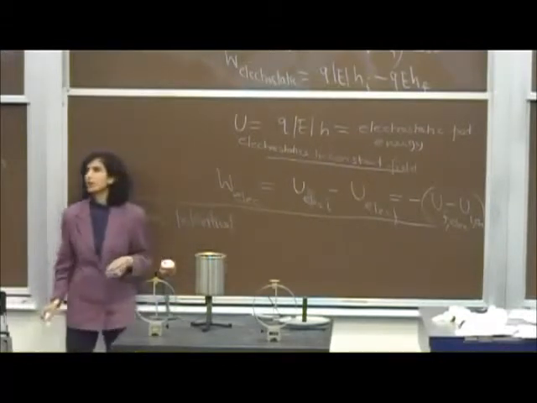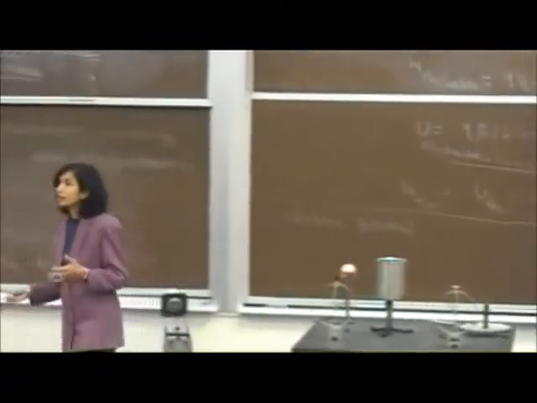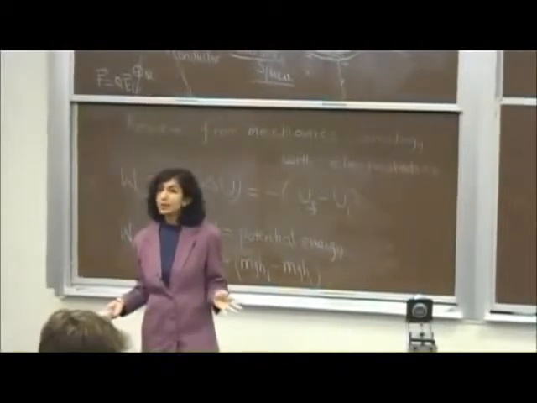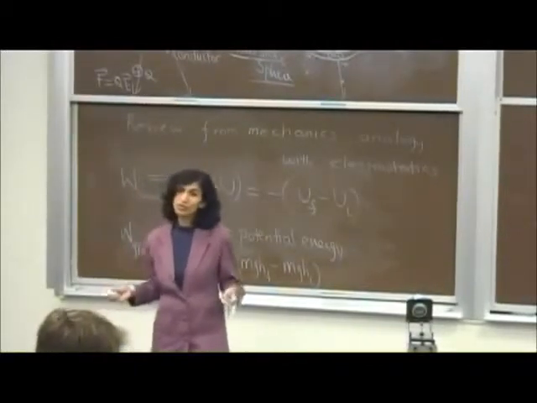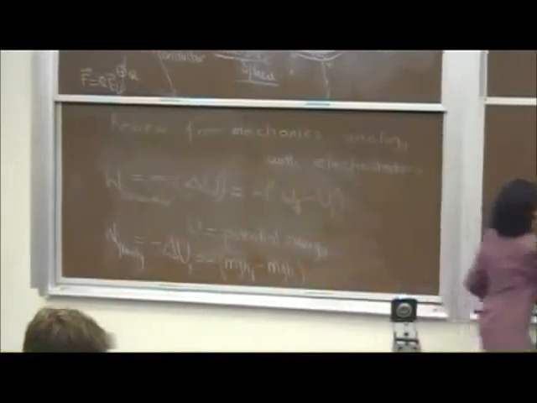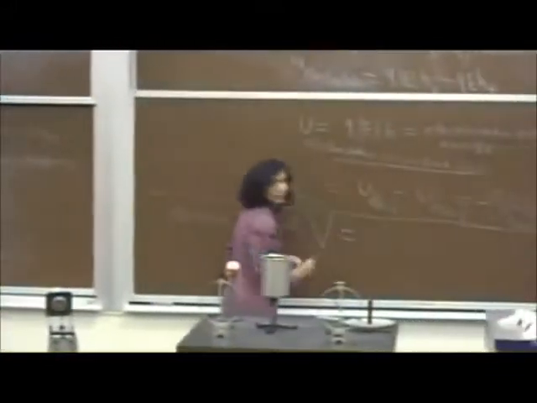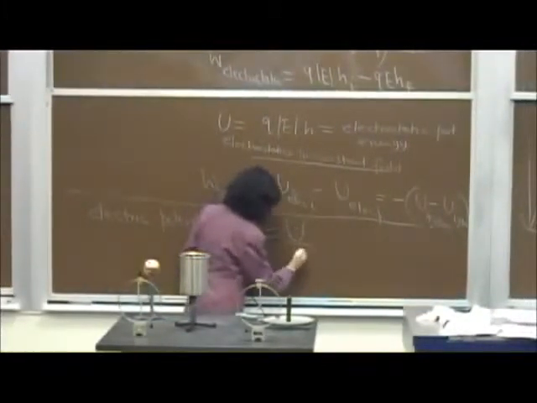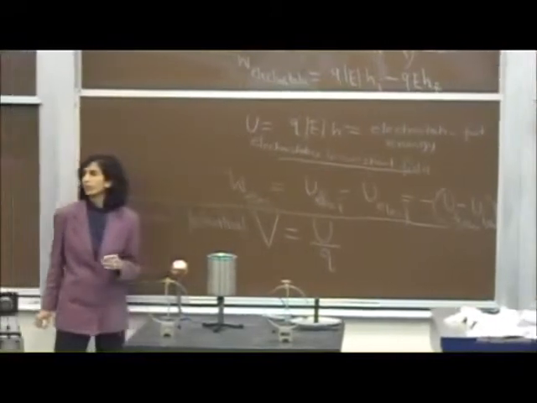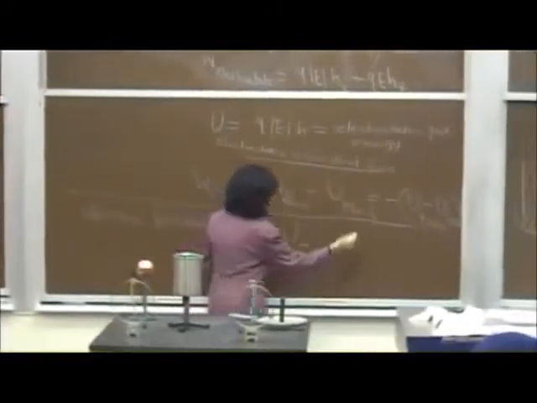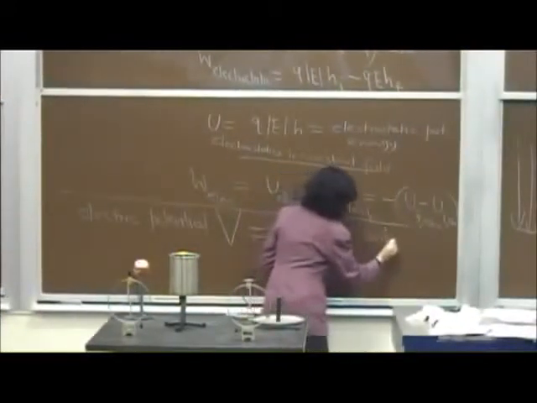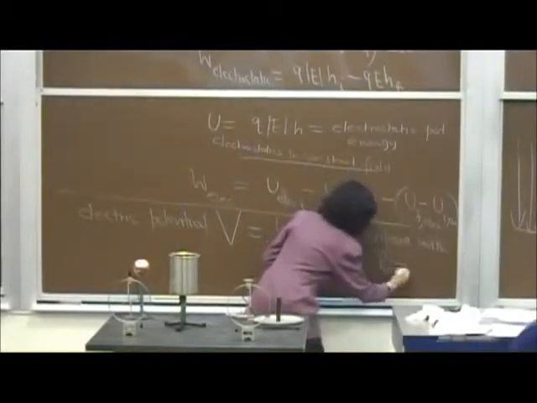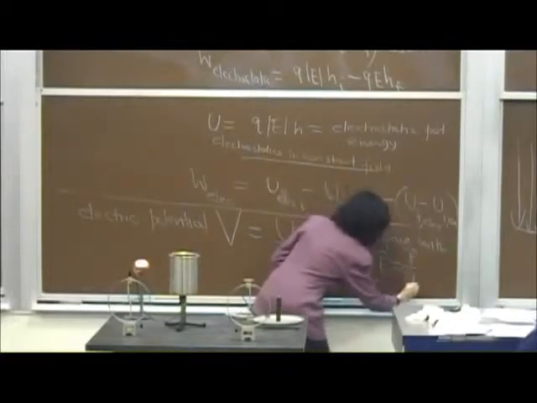We are going to use the symbol capital V because that is universally used for potential. Don't confuse it with speed, don't confuse it with volume, and don't confuse it with other things. So potential will be capital V, and that will be defined as potential energy per unit charge. Compare it with E is equal to F per unit charge.